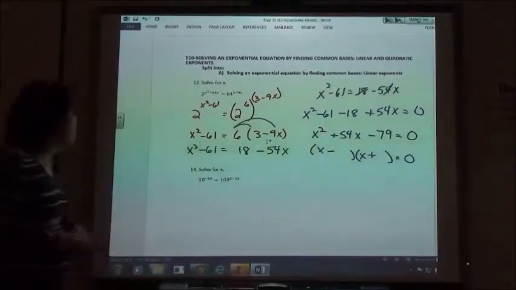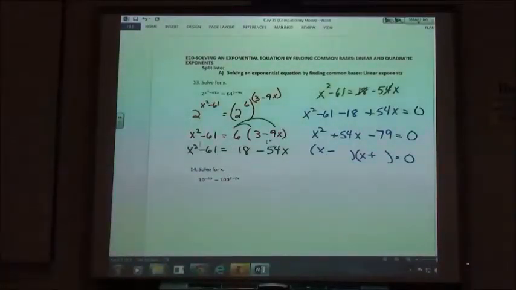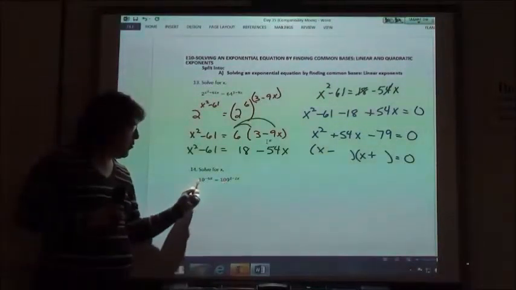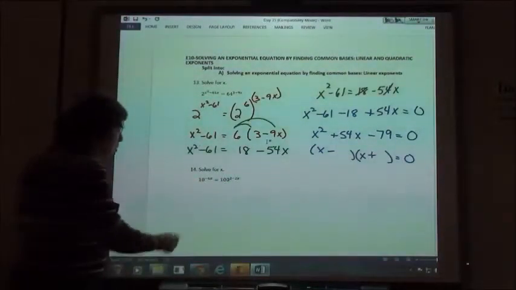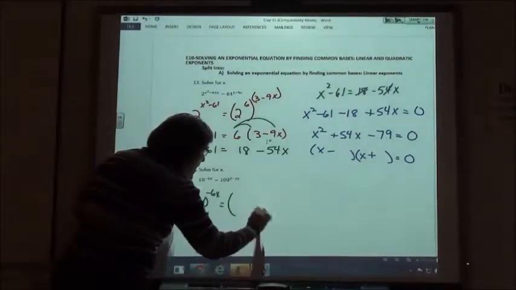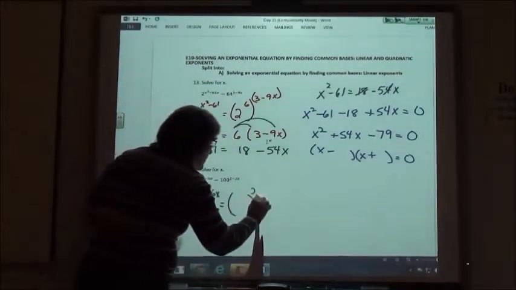All right, let's try number 14 then. Okay, 14 is going to be the same thing. Since I can write 100 with a base of 10, I'm going to leave the first one alone. 10 to the negative 6x is going to equal, and how can I rewrite 100?